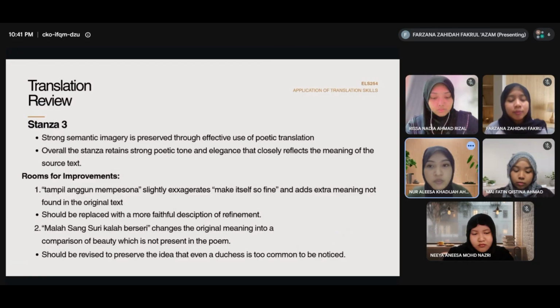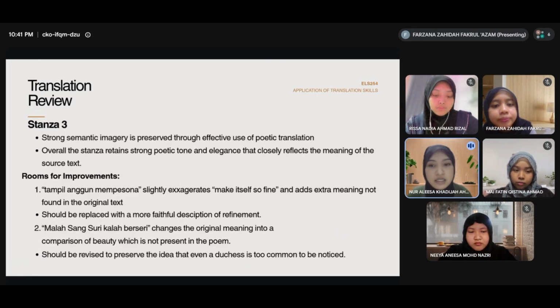The phrase tampil anggun mempesona slightly exaggerates the meaning of make itself so fine and introduces an additional layer of interpretation that is not present in the original poem. This makes the translation less precise. In addition, Malah Sang Suri Kala Berseri changes the meaning into a comparison of beauty and implies competition, which is not stated in the source text. This shifts the original idea away from subtle elegance toward a more dramatic expression. These changes affect the closeness of the translation to the original meaning.